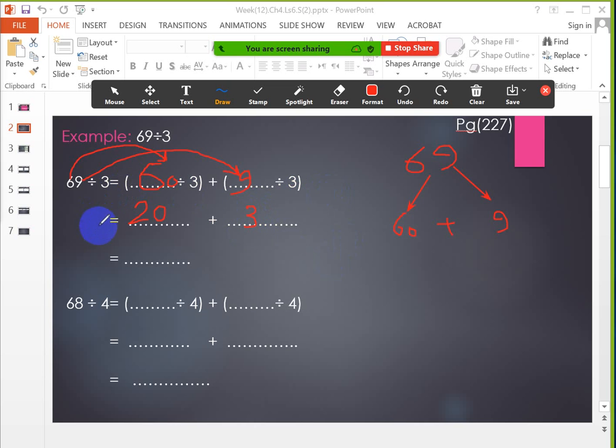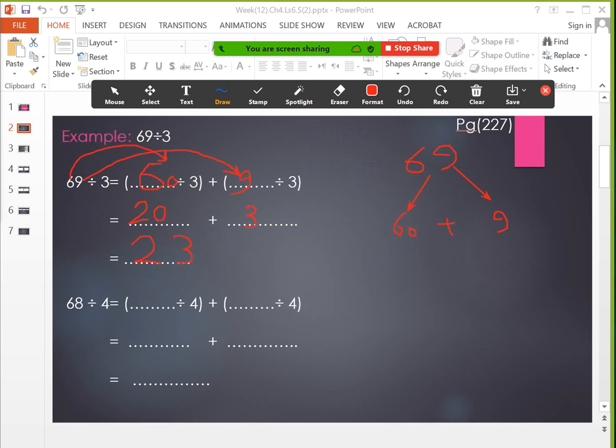Now I will add the answers. 20 plus 3 equals what? If you add the numbers vertically, the answer will be 23. Thank you, girls. This is the answer for the division. So I will use the distributive property to find the quotient. This is the quotient. Okay?